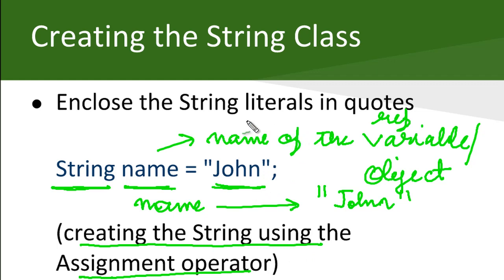So we'll again have a look. Start with defining the data type, that is string or the class string. Then write the name of the reference variable or the object, which I have taken name itself, and use the assignment operator to assign it to the string. And enclose the sequence of characters within double quotes. So a string John will be created and name will be pointing towards John.